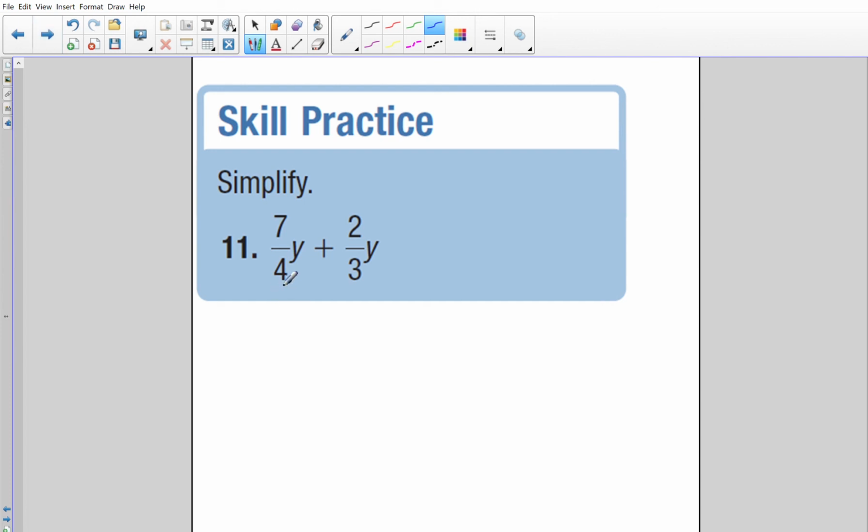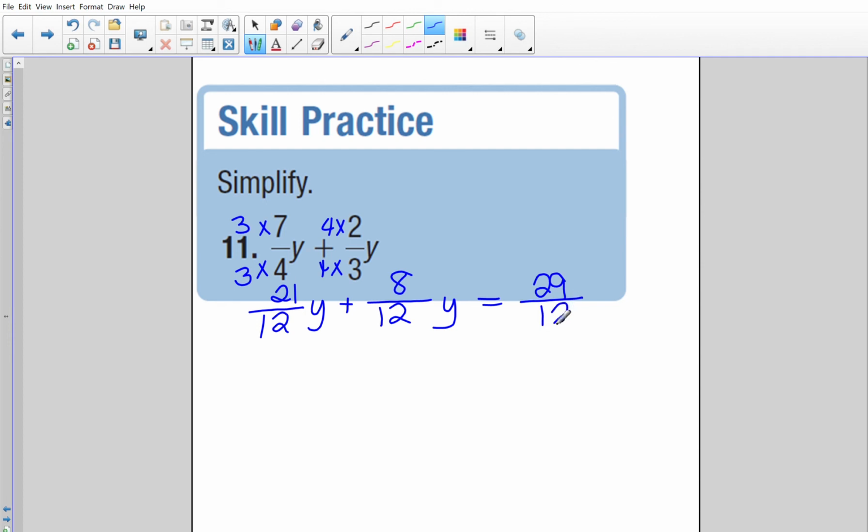So I've got 4 and 3, so my common denominator is going to be 12. Okay, so 4 times 3, 7 times 3, so I have 21 over 12y, and then over here I'm going to multiply by 4. So I have 8 over 12y. So then I'm going to add these together, so 21 plus 8 is going to be equal to 29. I'm going to keep my 12 as my denominator and y as my variable.